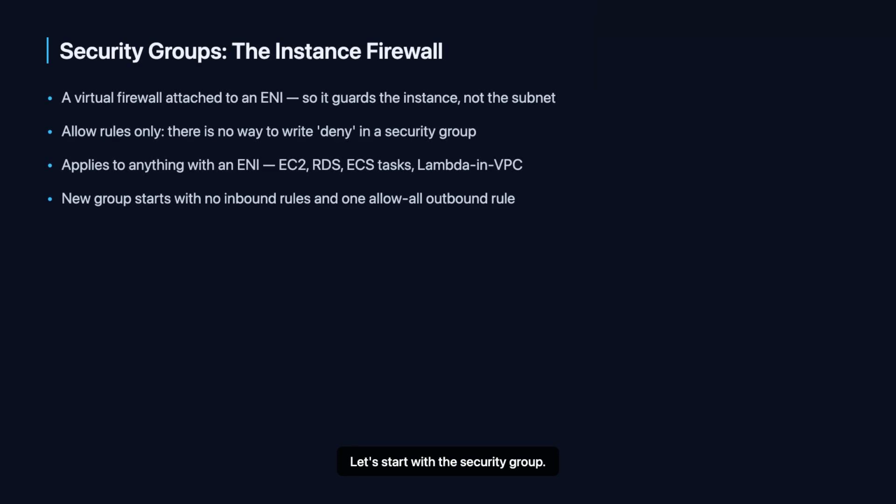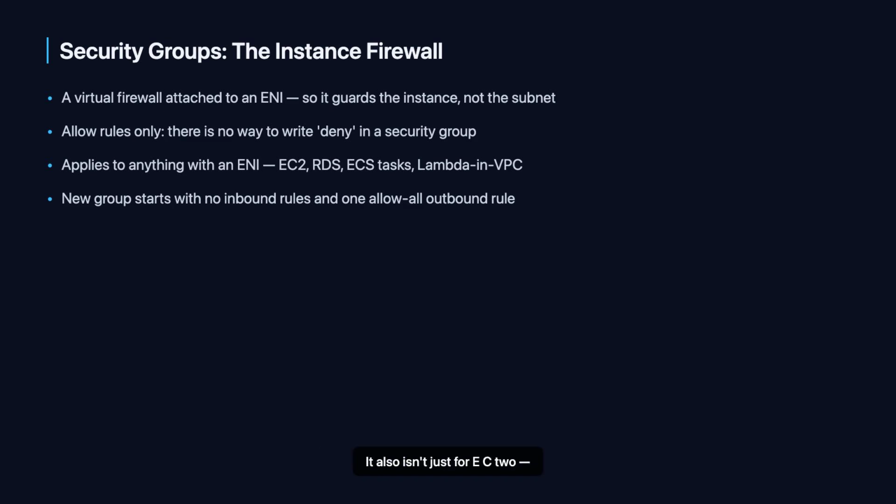Let's start with the security group. It's a virtual firewall, but it doesn't attach to a subnet. It attaches to an elastic network interface, the ENI. That's why it guards one specific instance rather than a whole neighborhood. The most important limitation to burn in right now: a security group has allow rules only. There is no deny keyword anywhere in it.